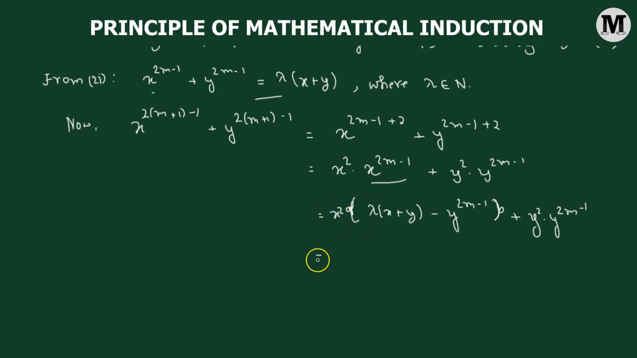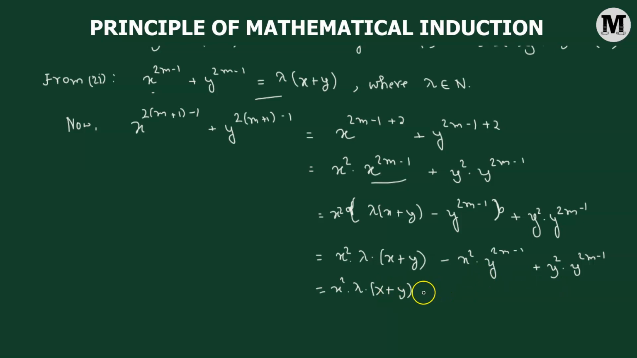Fine. So this is going to be equal to x squared times lambda multiplied to x plus y minus x squared multiplied to y raised to the power of 2m minus 1 and added to y squared multiplied to y raised to the power of 2m minus 1. So let's keep the first term as it is, x squared times lambda multiplied to x plus y. Now from the second and the third term, we're going to take negative y raised to the power of 2m minus 1 as the common factor, such that it gets multiplied to x squared minus y squared.